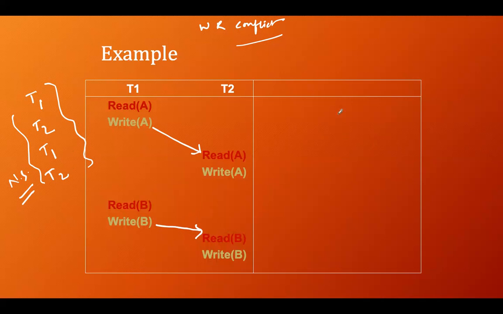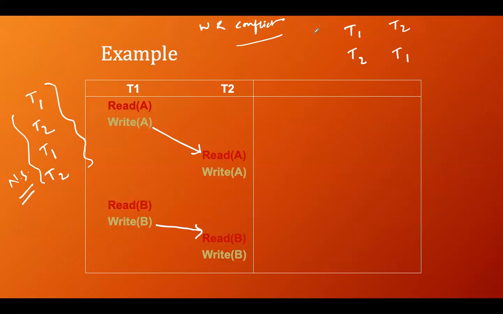Now what can we do? We have two possibilities of serial schedule. Either T1 will execute all its operations, then T2 will execute, or T2 will execute all its operations, then T1 is executing. Now, can we have any of these schedules which is equivalent to this? For that, we have to see whether all the conflicts exist or not. So there is a write-read.